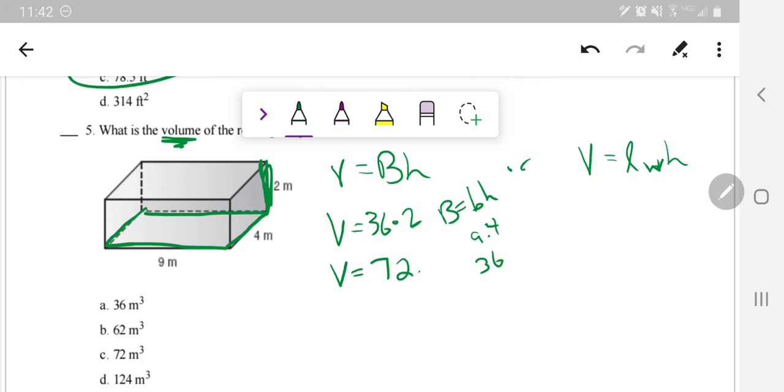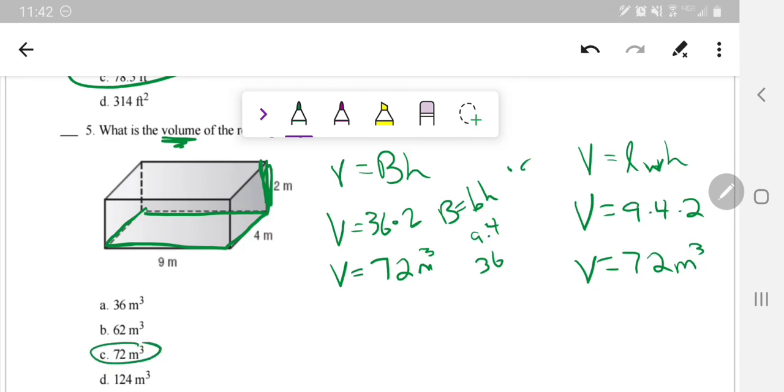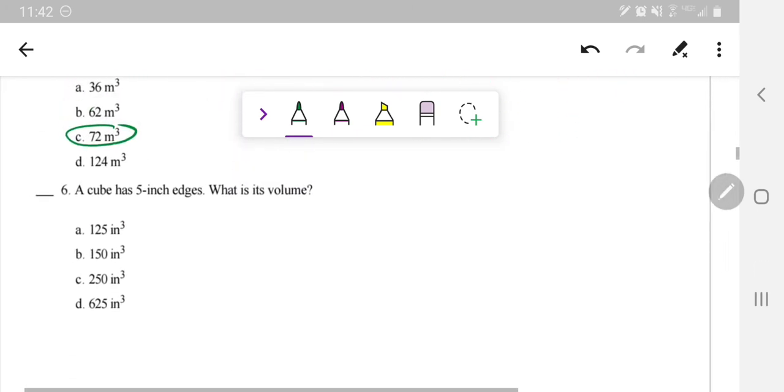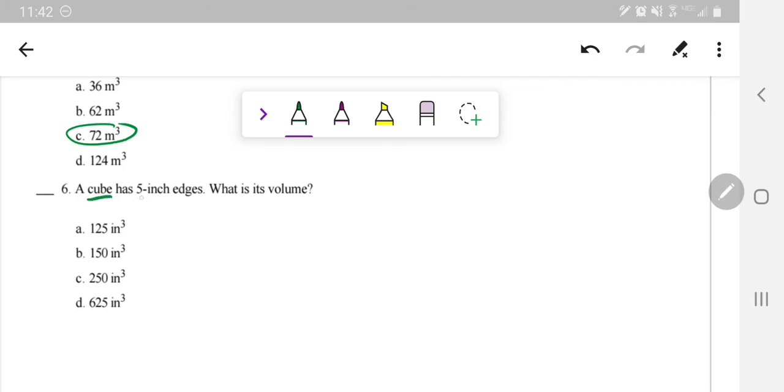And that's a three-dimensional measurement, so we're going to do meters cubed. Or we can do LWH over here, and that's just 9 times 4 times 2, and that comes to 72 meters cubed as well, and that would be C. Okay. We are cruising. All right, now we have a cube that has 5-inch edges, and we're finding the volume.